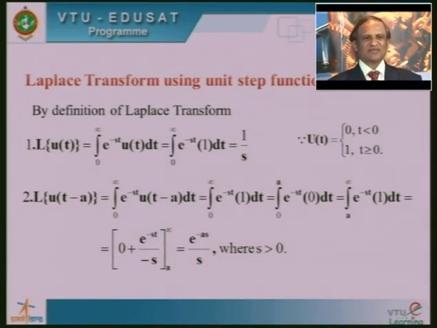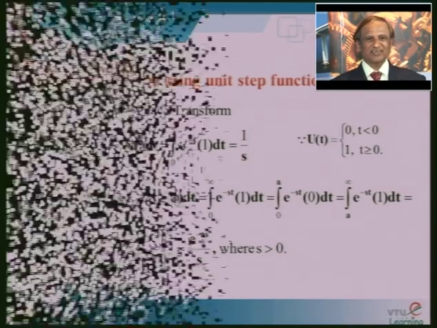Now you can find out the Laplace transform of the unit step function. L of u of t is equal to, using the basic definition, replace u of t by 1. I hope you will get 1 by s. Or the Laplace transform of the unit displaced function u of (t minus a): the integral from 0 to infinity can be split into 0 to a and a to infinity. The first part is 0, the second part is 1. Again you can integrate, and I hope you will get e to the power minus as by s.